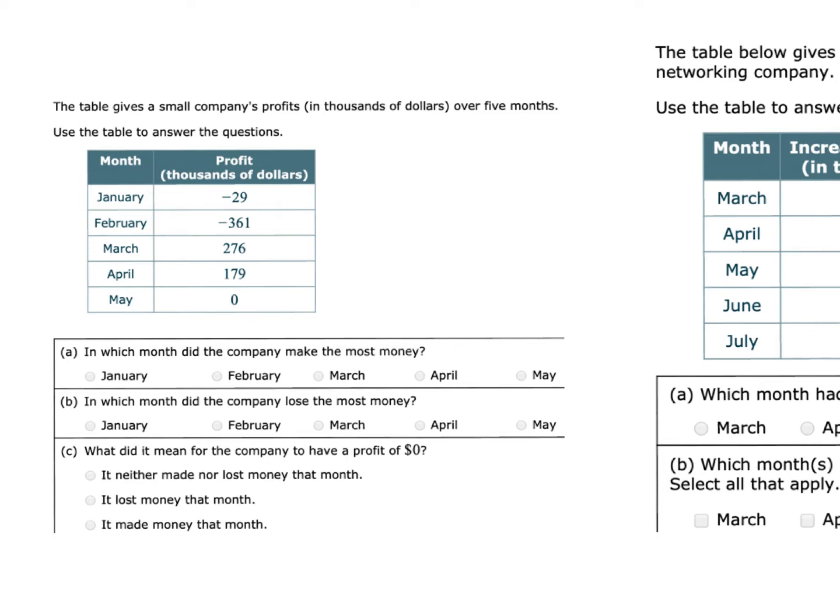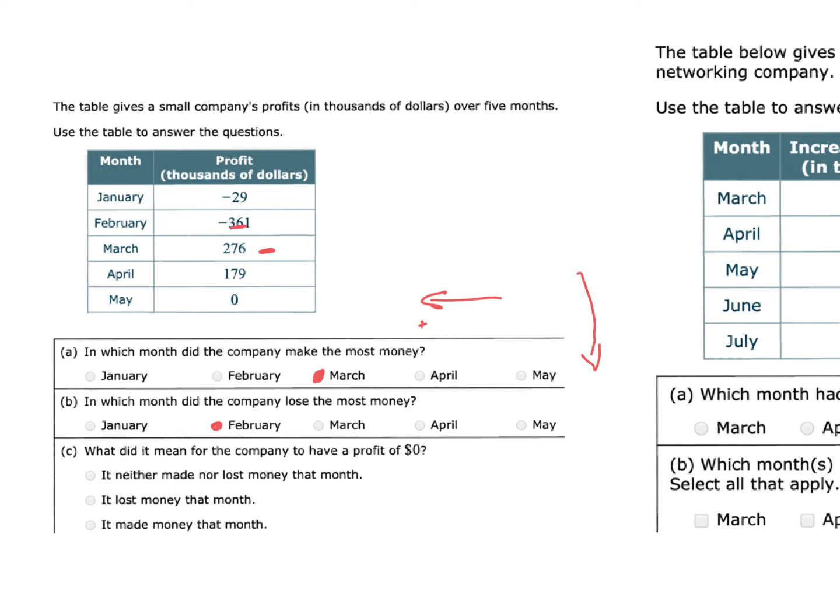In which month did the company make the most money? So to make money, it's got to be positive. So the biggest positive is March. In which month did the company lose the most? So the biggest negative, so the furthest down or the furthest to the left. That would be February.